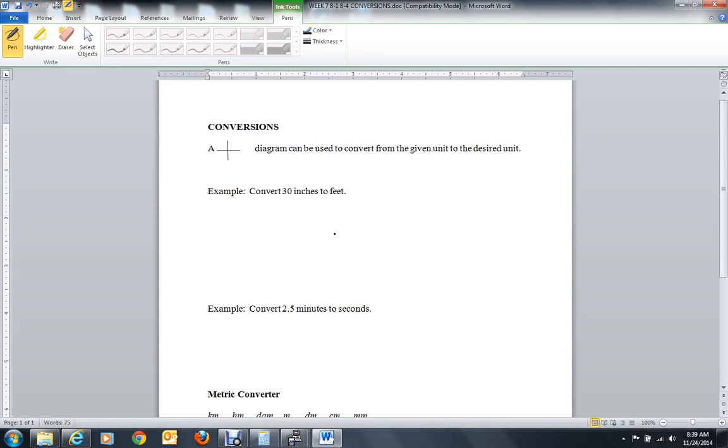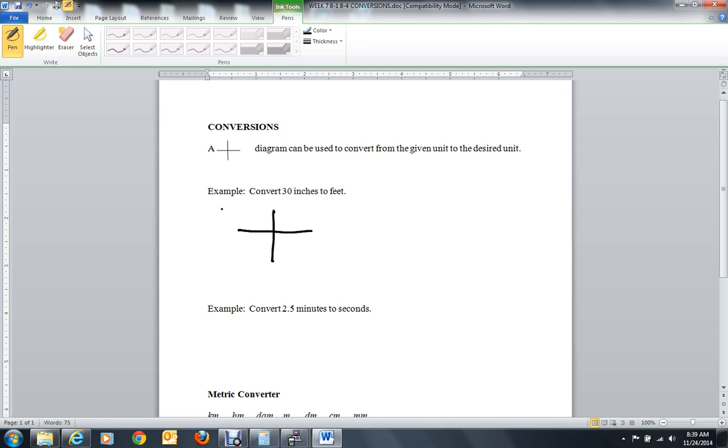Conversions. I'm going to use a little T-chart to show you how to convert from one unit to the other. Now the units are what the numbers represent. So for example, in this first example, the 30 inches represents 30 inches. So the inches will be the unit, and we want to go to feet. So here's how you use this little T chart to find the answer.